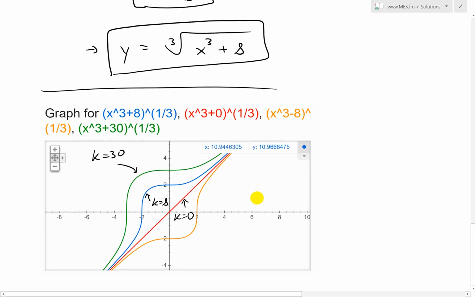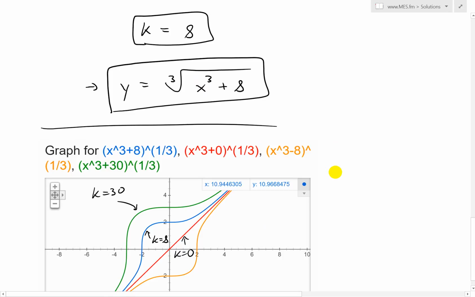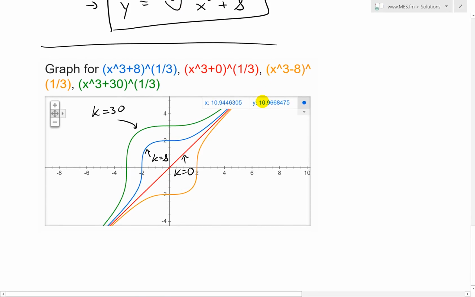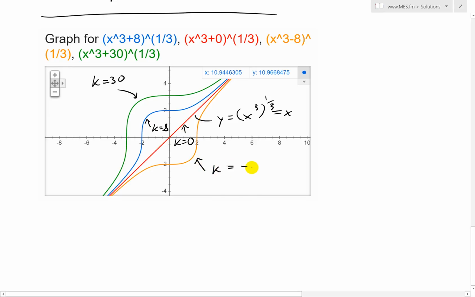You can see that it is like that because if k is 0, then we're just going to have x cubed to the power of 1 over 3. That's just y equals x. So I'll write that down: y equals (x cubed) to the 1/3 equals x. So it's just a straight line. And then here is when k is negative. This is when k is equal to negative 8, as you can see here from this yellowish orange.